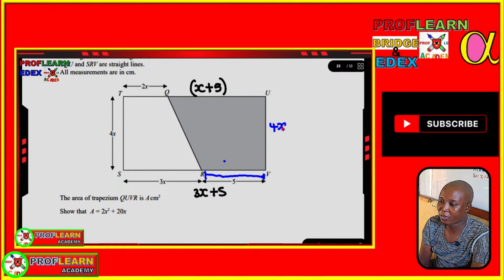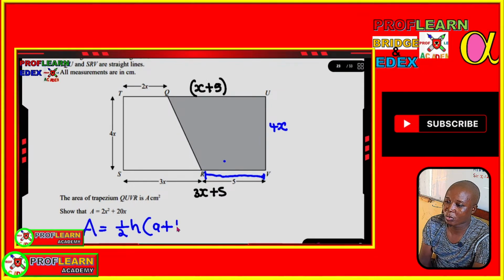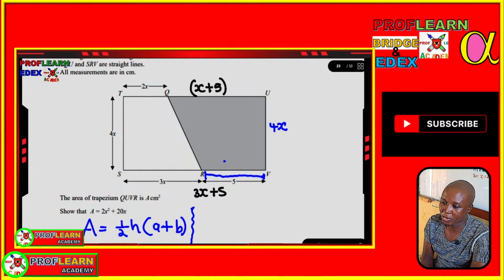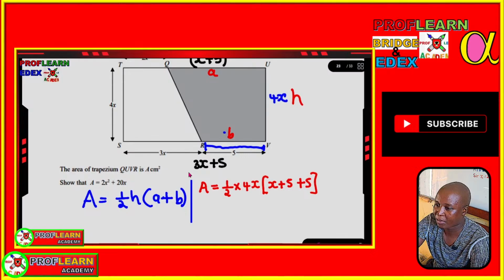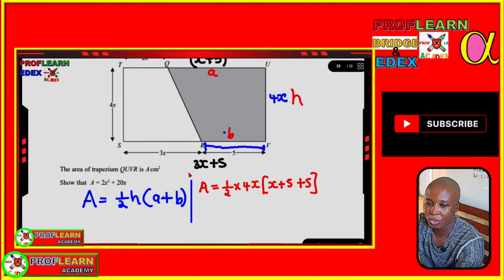The height is 4x. And then we are going to use the formula of a trapezium, a half h into a plus b. So that is the area of a trapezium, which will mean that we can substitute into the formula so that we can get our answer. And if you simplify whatever we have, because a and b are the two sides of the trapezium, the longer and the shorter sides, which are parallel.